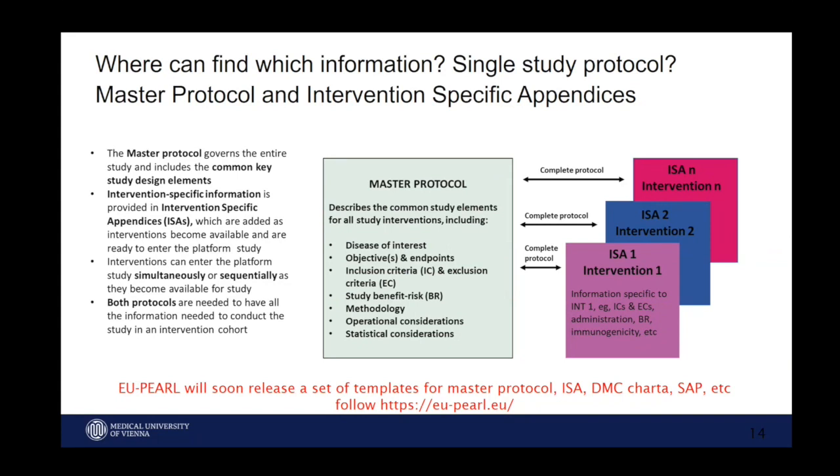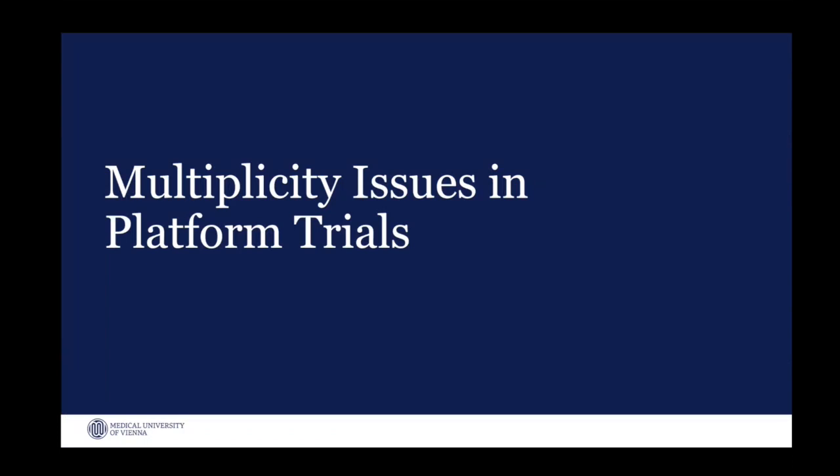And in a couple of weeks, we will release a set of templates for master protocols, which is based on the TransCelerate template for study protocols. It includes a document for the master protocol itself, a template for the ISAs, but we also developed a DMC charter and a template for the SRP of a master protocol. So just have a look at the webpage. I think at the latest by the end of April it should be released. Good. So now let's move to some statistical aspects.